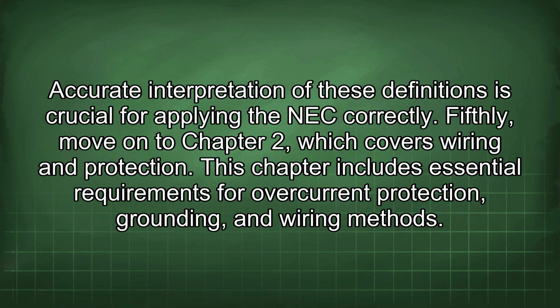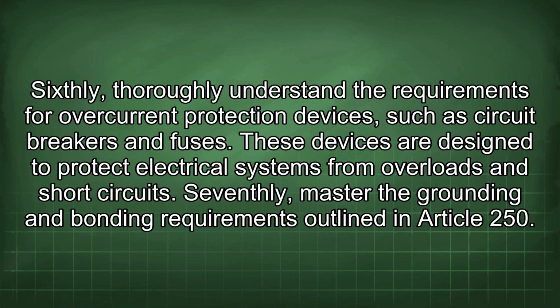Fifthly, move on to Chapter 2, which covers wiring and protection. This chapter includes essential requirements for overcurrent protection, grounding, and wiring methods. Sixthly, thoroughly understand the requirements for overcurrent protection devices, such as circuit breakers and fuses. These devices are designed to protect electrical systems from overloads and short circuits.